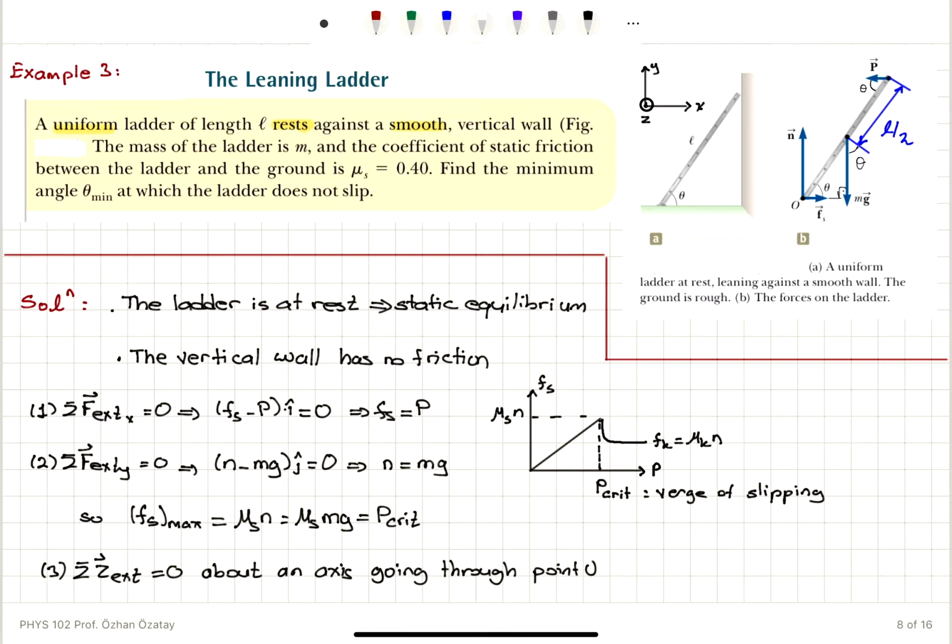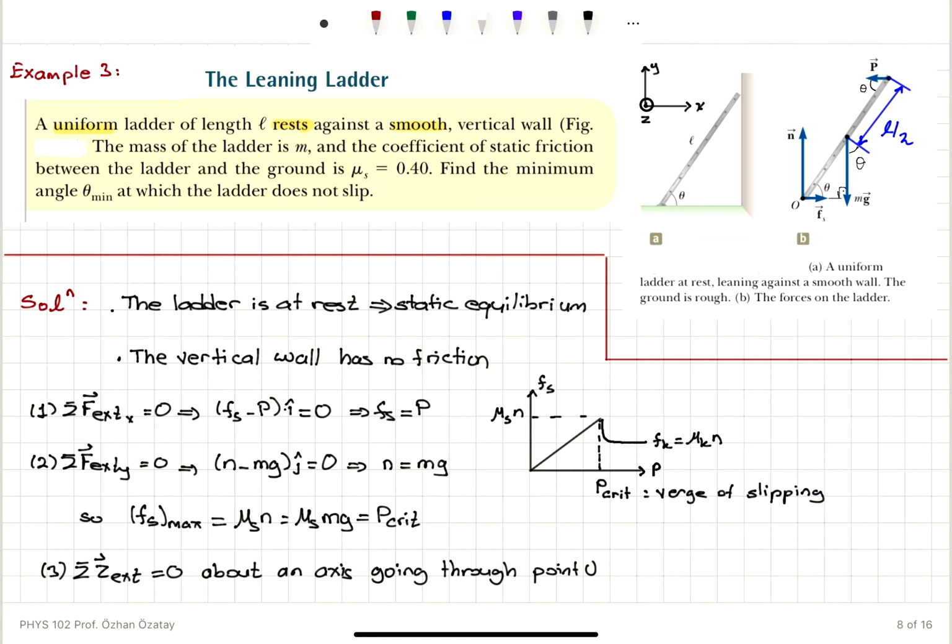So we write the translational equilibrium requirement. The x component of all the forces should add up to 0. That is Fs minus P is 0. The y components, the normal force minus mg should be 0. The static friction has a critical value μs times n when the P reaches its critical value, P critical. That's the maximum value of static friction, which is μs times mg.